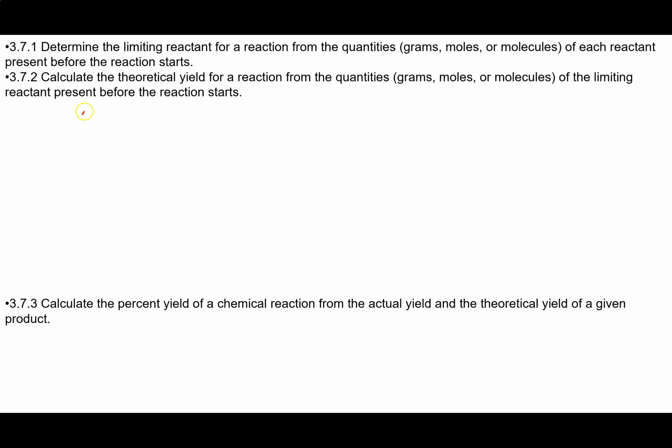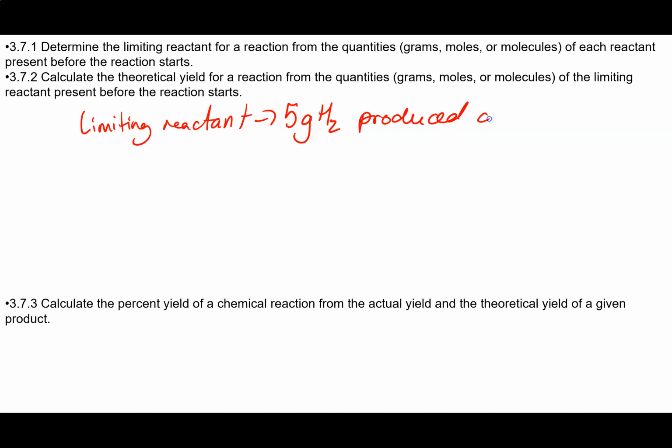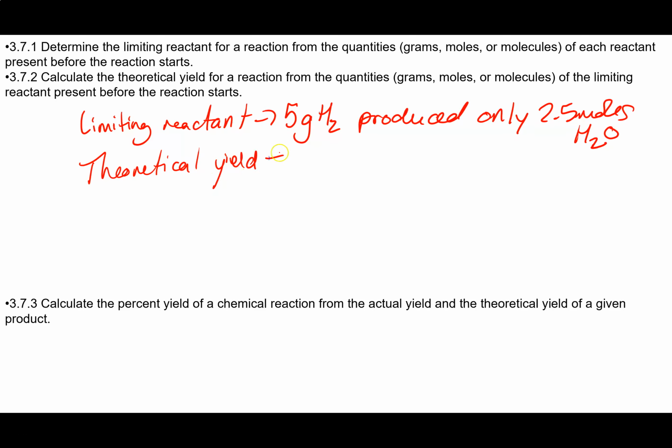So in that previous problem, our limiting reactant is defined as the thing that produced the least amount of H2O, which in our case was the 5 grams of H2. It produced only 2.5 moles of H2O versus the 50 grams of O2, which actually produced 3 moles. And then the theoretical yield is the amount of H2O produced.